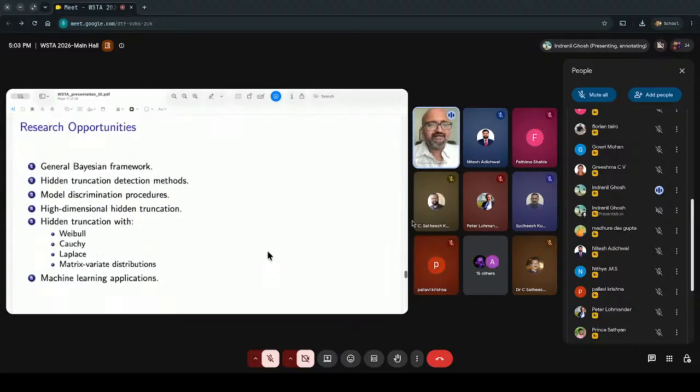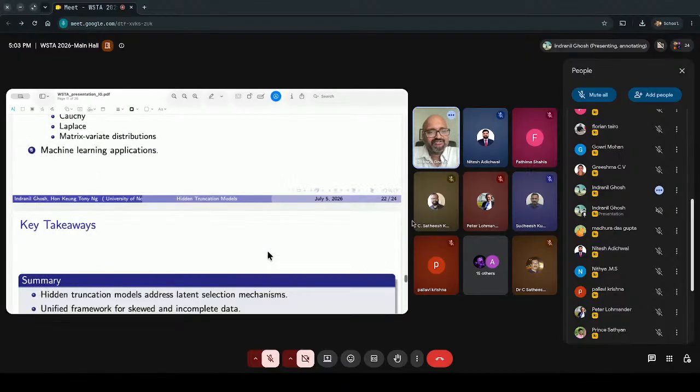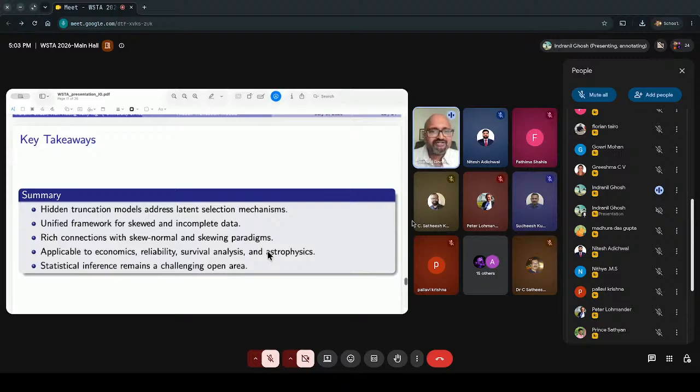So there are some applications, opportunities, model discrimination procedures. This might be helpful. High dimensional hidden truncation involving multiple hidden truncation points. You may want to come up with some ideas on a general Bayesian framework, and of course, with some machine learning application. So in summary, hidden truncation models address latent selection mechanisms, and there is a rich connection with the skew normal and other skewing paradigms. It has a wide range of applications from different aspects of the real world, but overall statistical inference remains challenging.